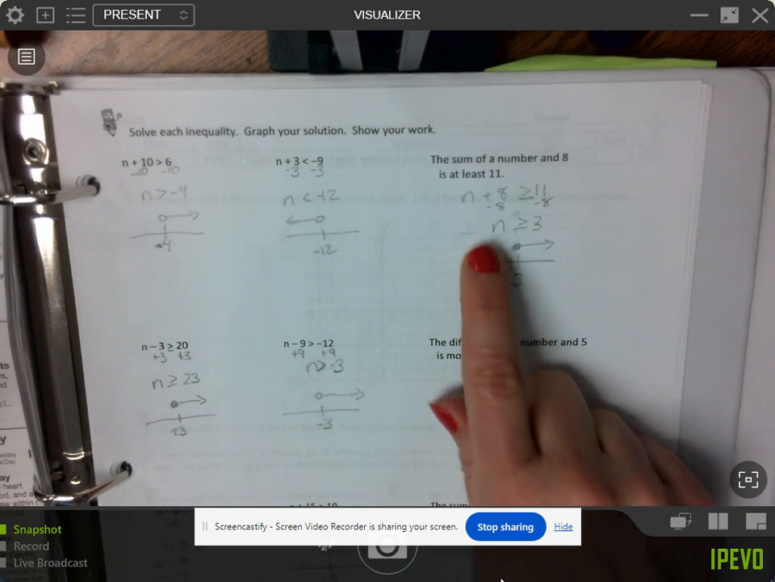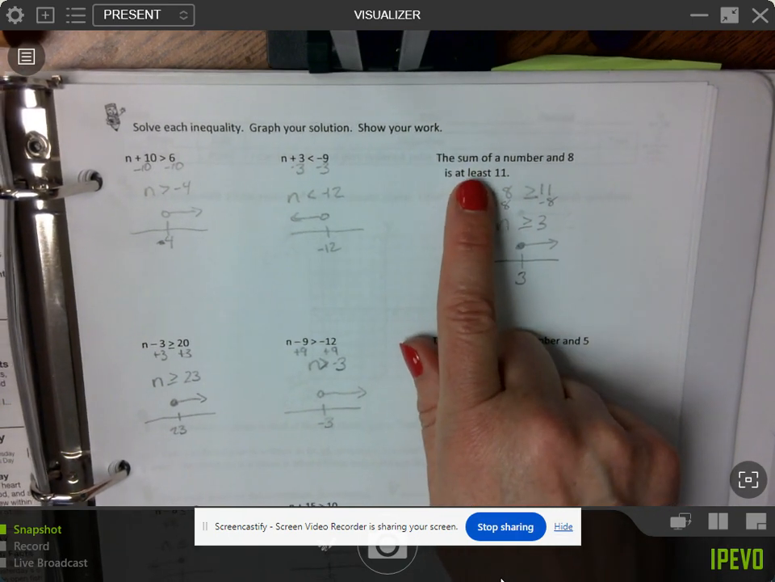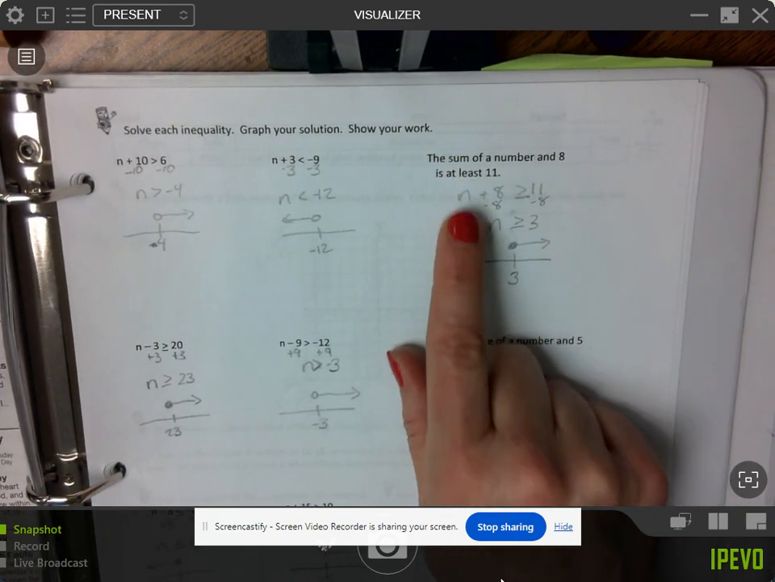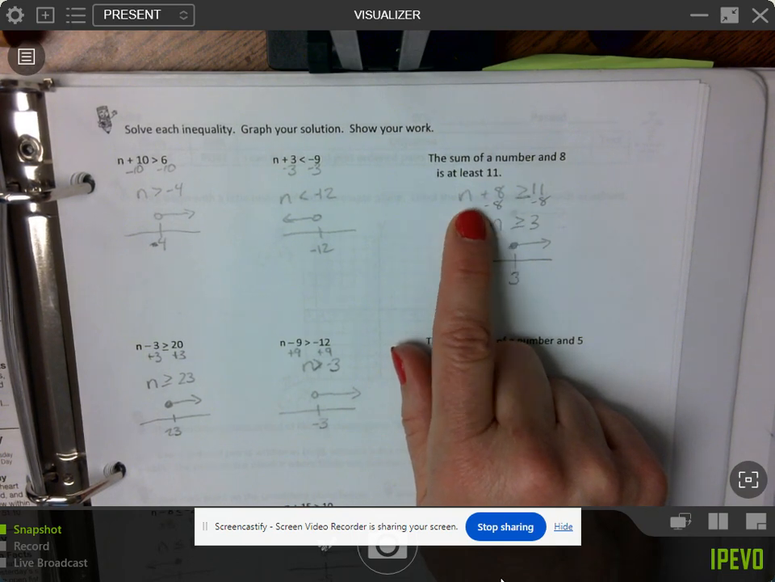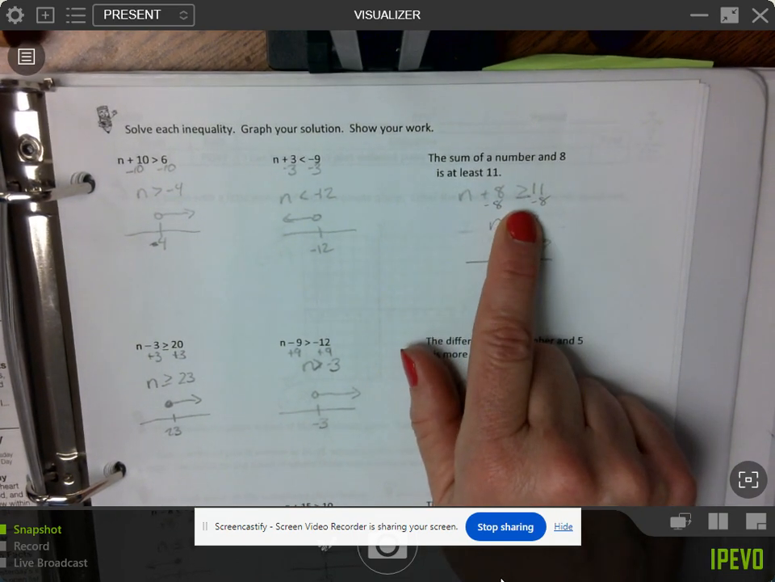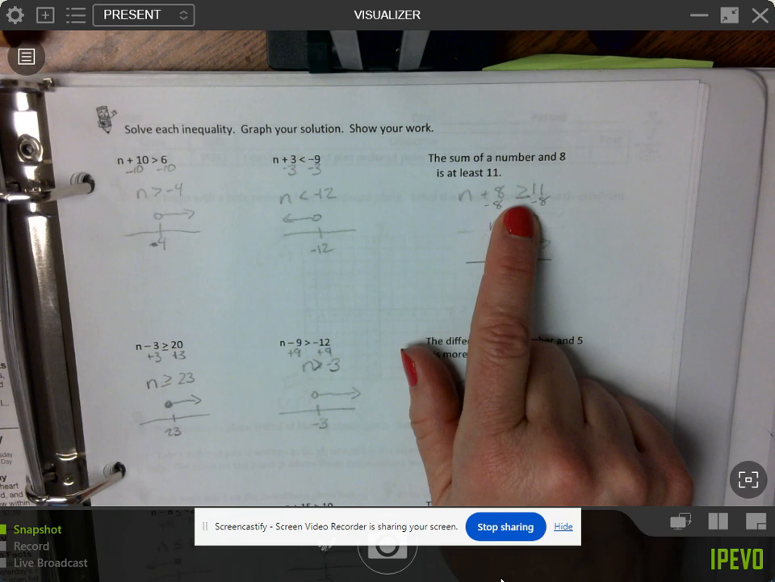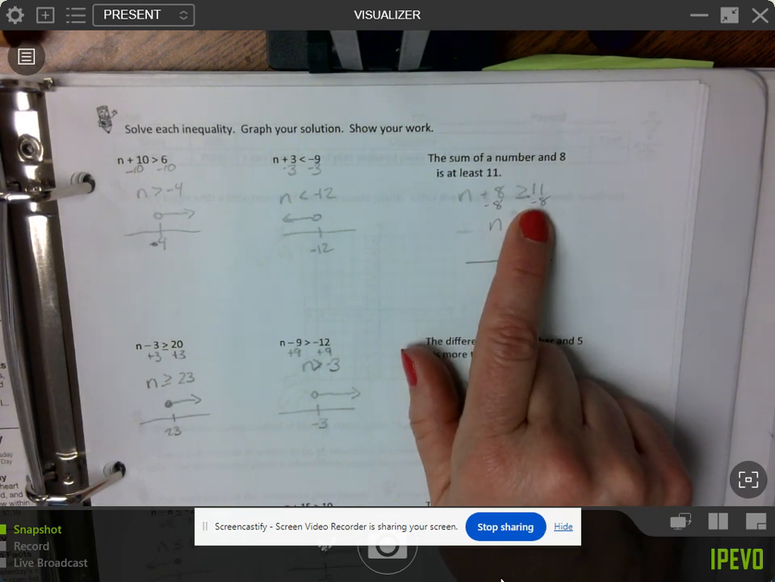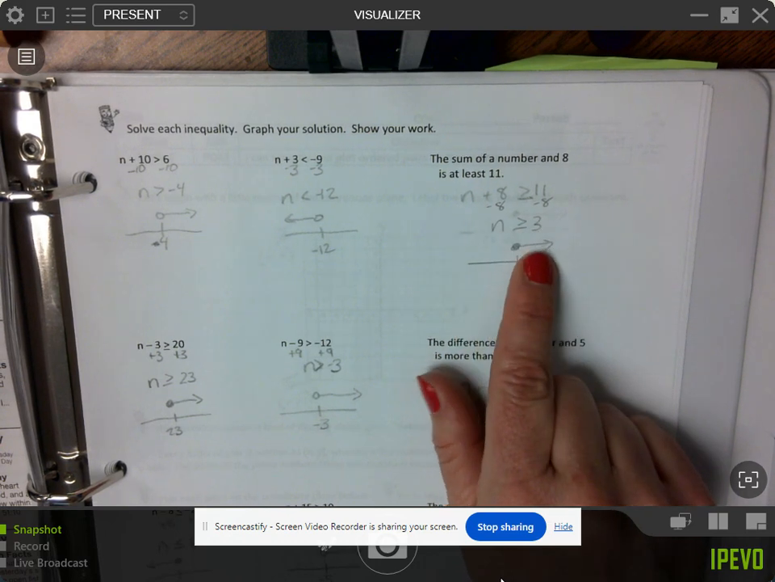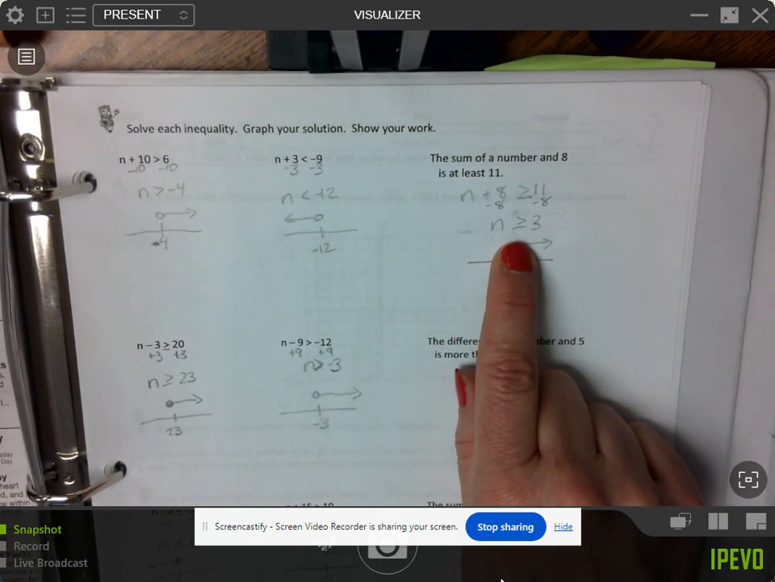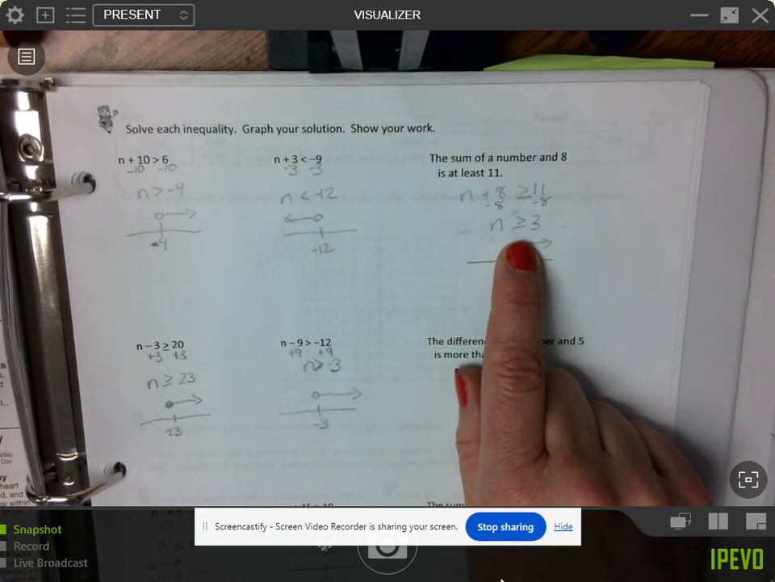Our circle is open because it is not equal to, and it is pointing to the left because it is less than. We have the sum. Sum means we are adding a number and 8. So n plus 8 is at least 11. So greater than or equal to 11. We subtract 8 from both sides, and we get n is greater than or equal to 3.